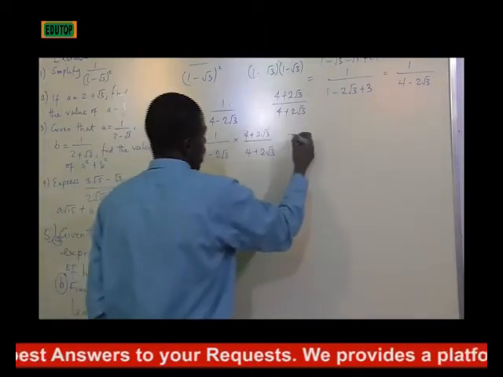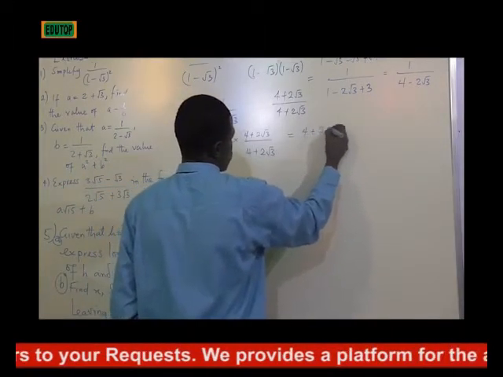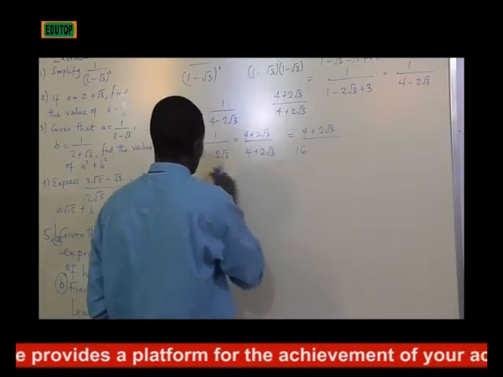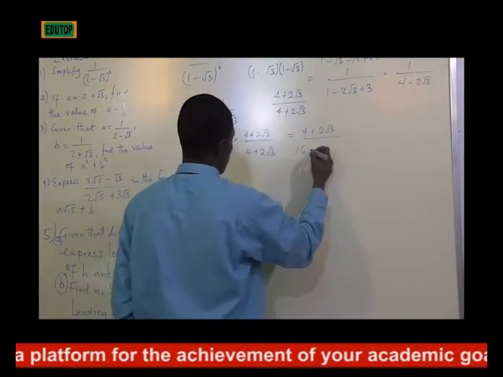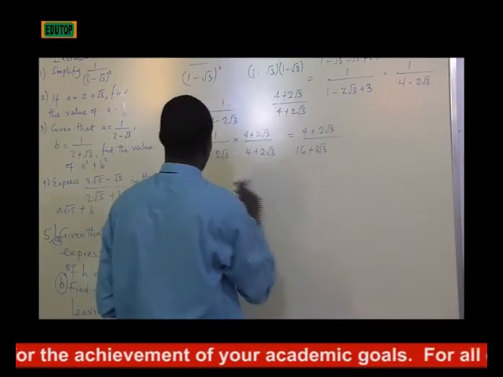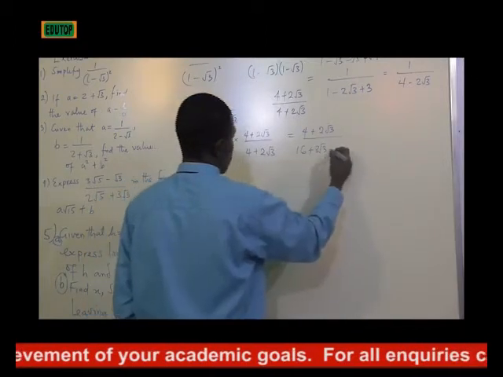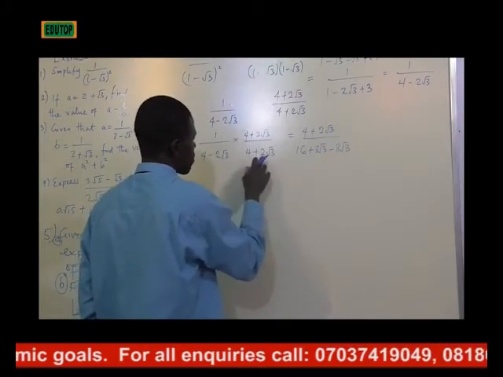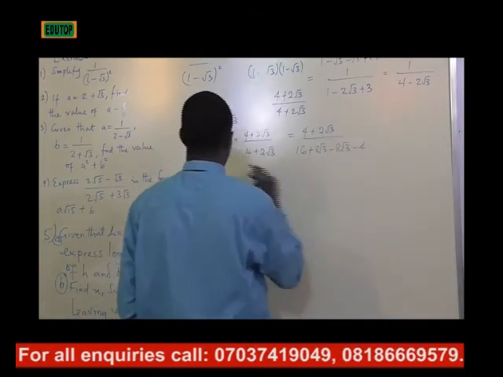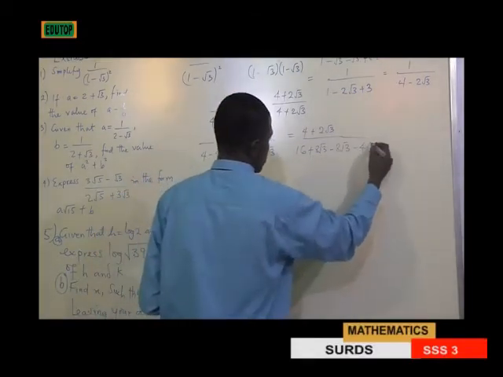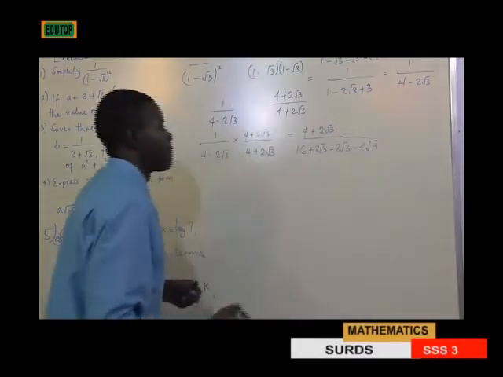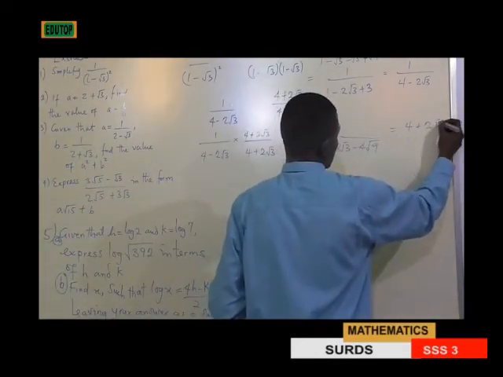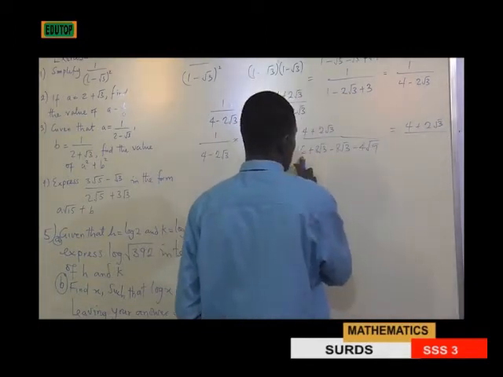Then 1 times this, we have this: 4 plus 2 root 3. 4 times 4, 16. 4 times plus 2 root 3, that will give us plus 8 root 3. Minus 2 times this, that gives us minus 8 root 3. Minus 2 times plus 2, that gives us minus 4. Then root 3 times root 3, that will be root 9. Okay, so here we have 4 plus 2 root 3 over 16.